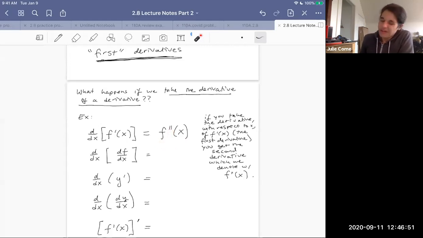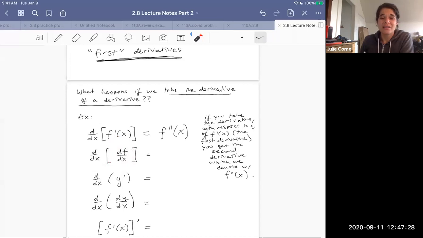Now, what if we have a different notation? What if we take the derivative, again with respect to x, but now we're taking the derivative of df dx. Now remember, this itself means the derivative of f with respect to x. So this is already the first derivative. It's essentially the exact same thing as f prime. Well, then we know if we take the derivative of the first derivative, we're going to get the second derivative. But we're going to have a different notation here.